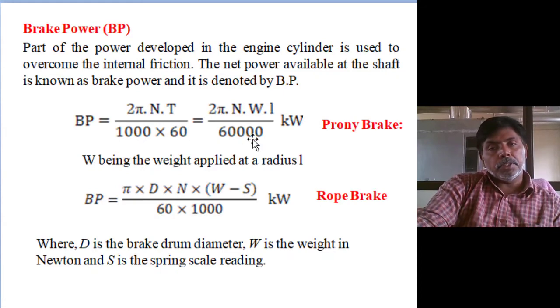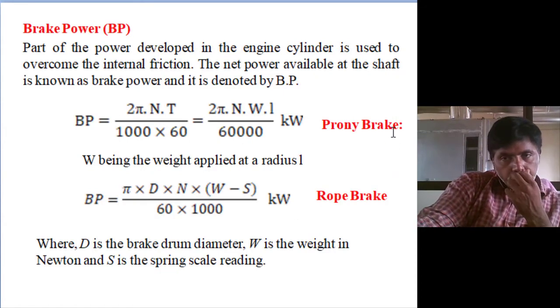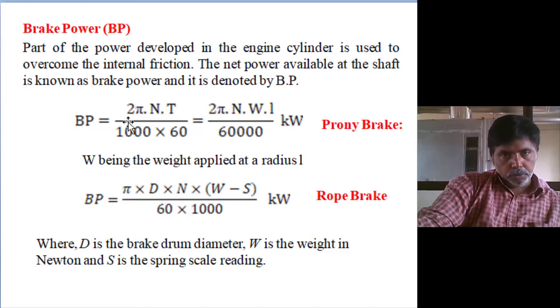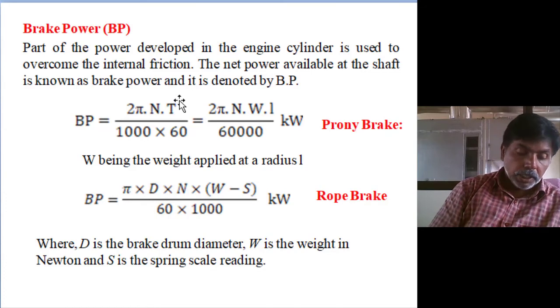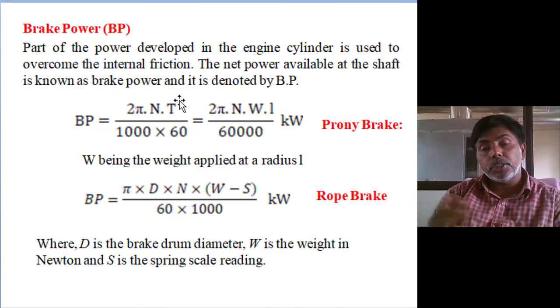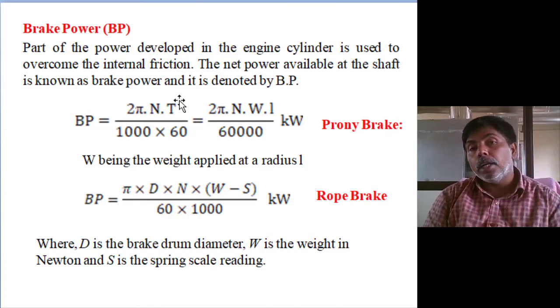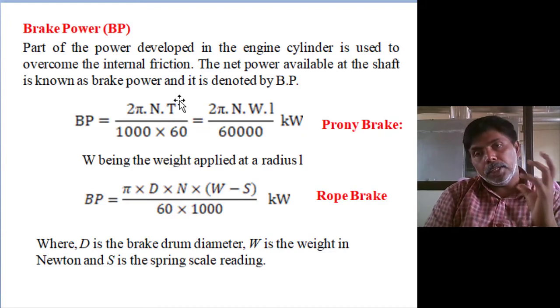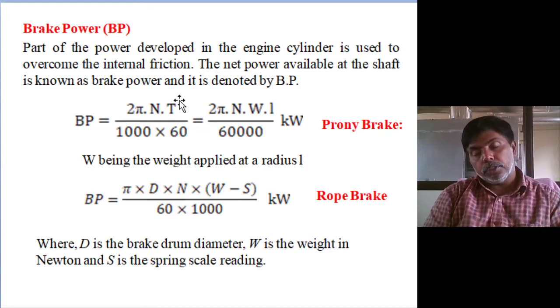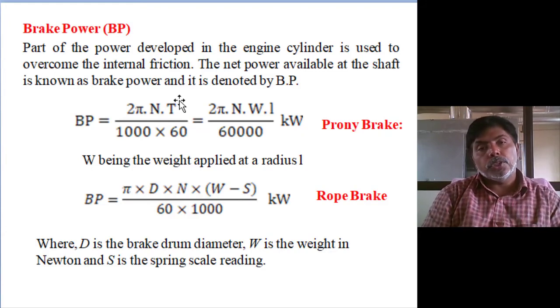The brake power we are measuring by absorption dynamometer. First, Prony brake: 2πNT by 60,000 is common. What does brake power mean? Actual power available at the shaft, meaning mechanical power output from the chemical fuels. Whatever chemical energy we are supplying, the mechanical power output is the brake power. We are measuring the mechanical power output at the crankshaft.